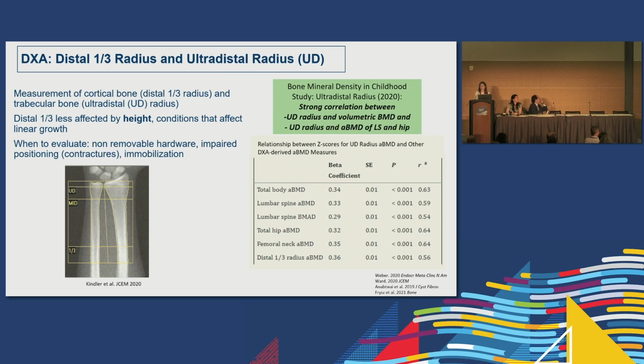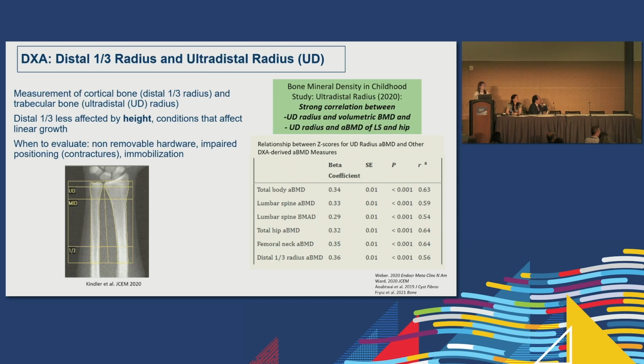So why do we care about the forearm? We know it's a site of increased fracture risk both in children and adults. The distal 1/3 radius measurements are less affected by height and conditions that affect linear growth. So that's important in individuals with chronic illness. The radius sites are easy to measure, especially if you have hardware. If the patient has trouble lying flat, say they have contractures, it's much easier to get this area, or if there's a history of immobilization.